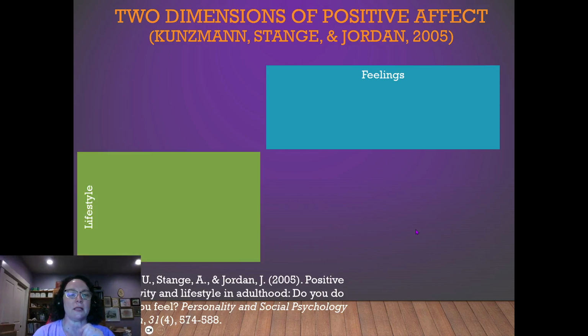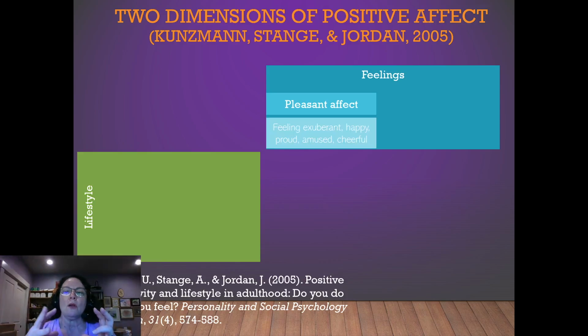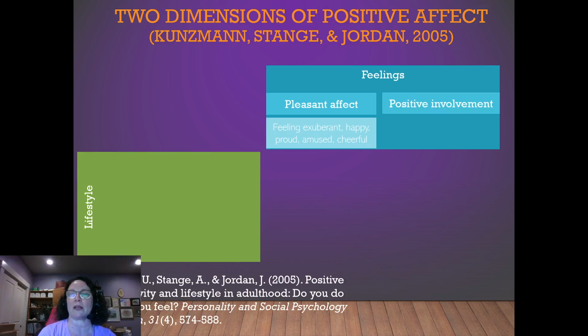So there are feelings versus lifestyle. Pleasant affect would be when you're feeling maybe exuberant, happy, proud, amused, cheerful. See all these adjectives that sort of imply positivity, right? So these would be pleasant affect feelings.